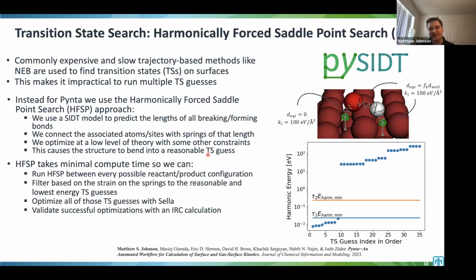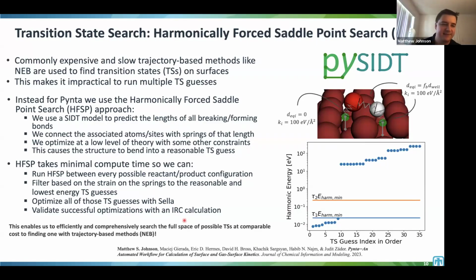Since this takes very little compute time, like 30 seconds, we're able to run this for every possible reactant product configuration on the surface. Then we can look at the strain on the springs, the harmonic energy stored in the springs, and this makes it easy to filter out unreasonable guesses from reasonable ones. We then optimize these transition state guesses with Sella and validate them with IRC calculations. This enables us to search the full space of possible transition states at a comparable cost to finding one transition state with trajectory-based methods.